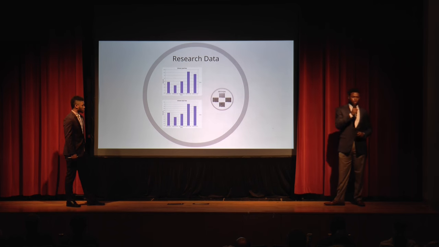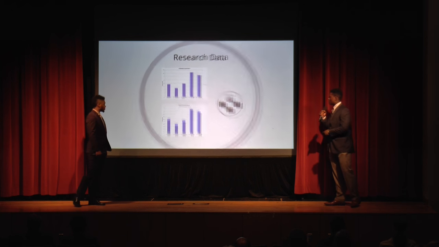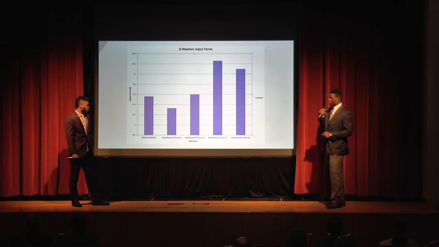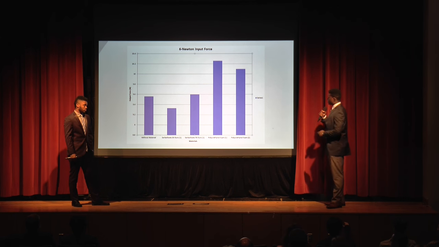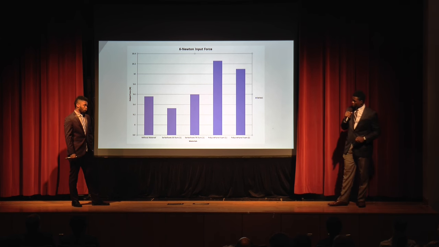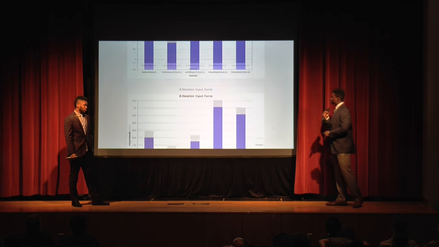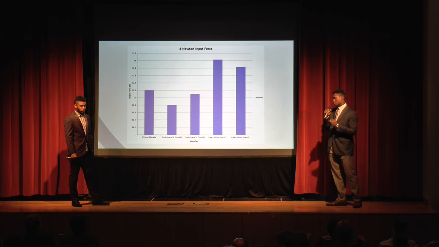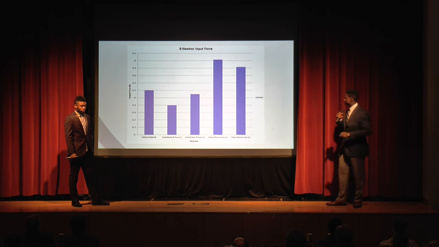With the drop testing, we found that with a 6 Newton ball, Sorbothane 30 durability was the best one and showed the least amount of output force. The same data pretty much showed for the 8 Newton ball, except the numbers are higher because it's a heavier ball.